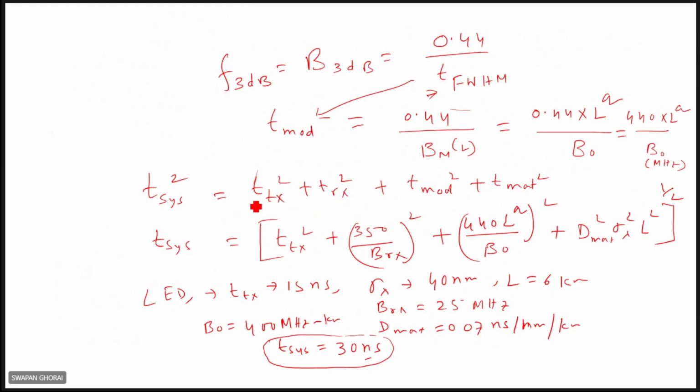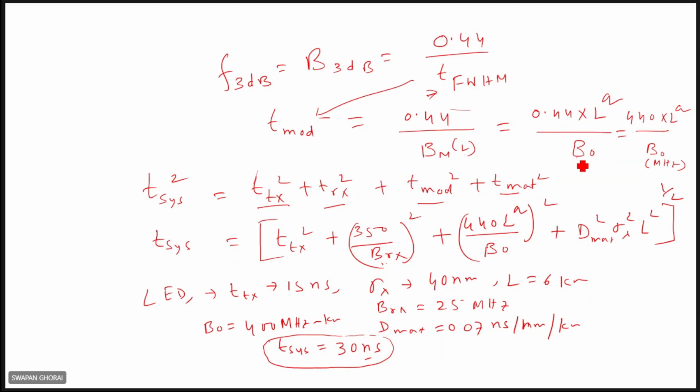Yes, this one. So your T system square, we have seen, is the root sum square of the as times of each contributor. If you take the square of the system as time, T system square will be T TX square, T RX square, T modal square, and T material square. So what are the expressions? TTX generally is given to you; vendors are generally providing this. TRX, if you know the receiver bandwidth, then it is 350 by BRX, that we have seen. T modal dispersion, we have last seen, is 0.44 by BM, that is 0.44 L to the power Q by B0.